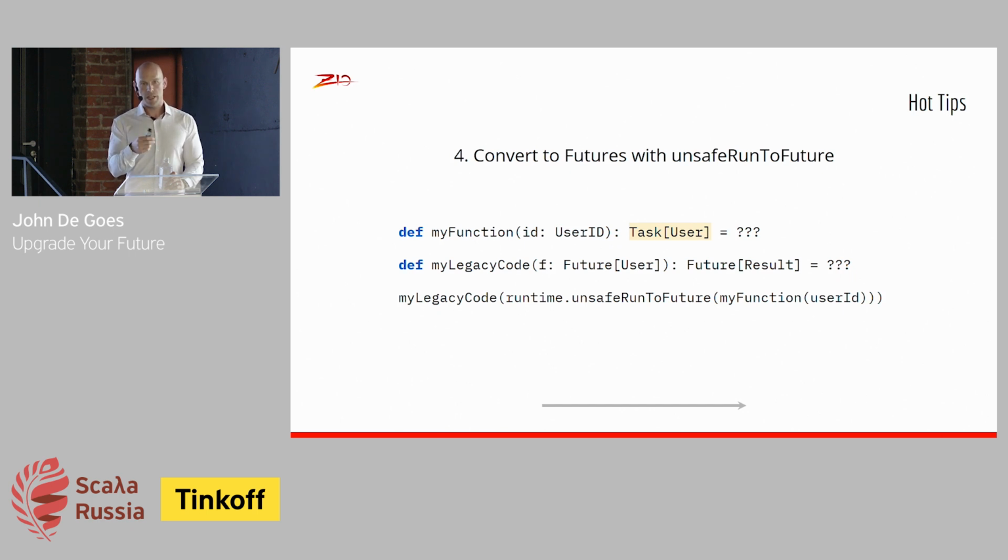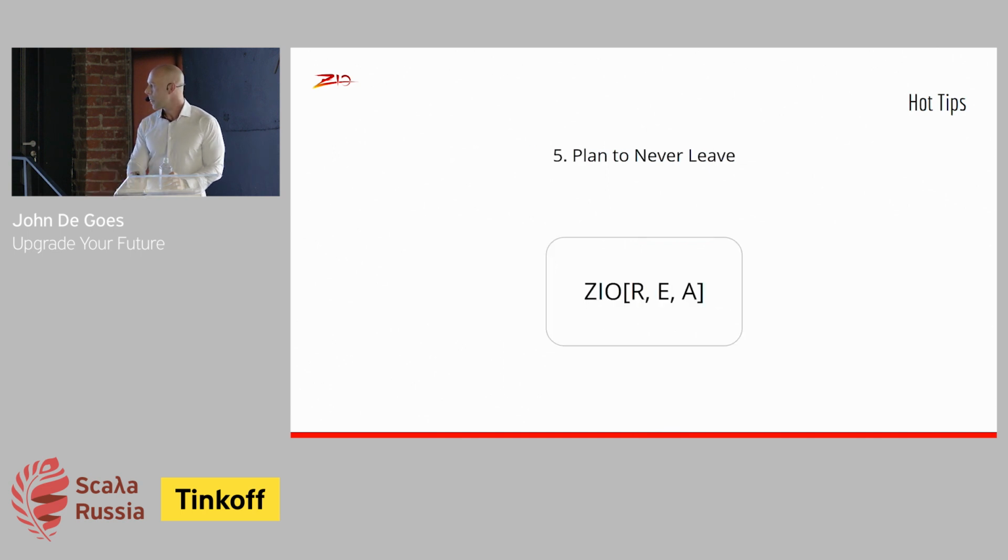And there are certain implications you have to be aware of when you're doing that. That's why it's called unsafe run to future: it changes the programming model. And all the benefits of ZIO stop at the edge when you convert it to a future, because futures can't be canceled and all this other stuff. So you want to defer that as long as possible. But it is necessary and it's supported natively in ZIO.